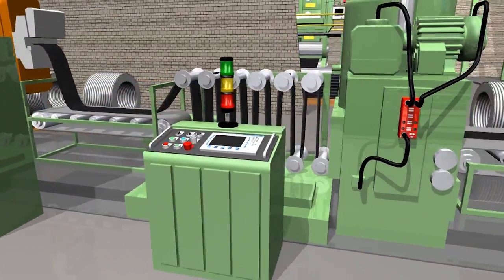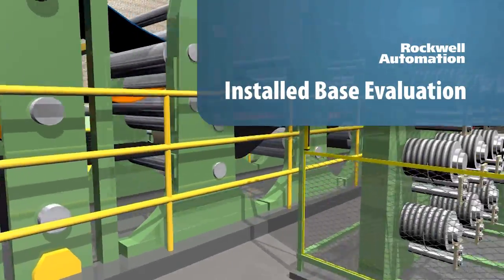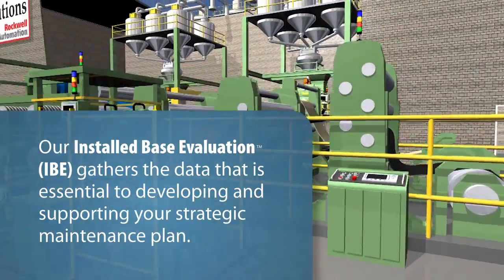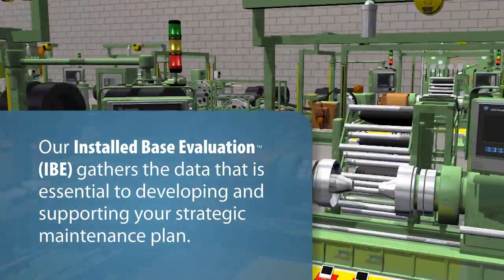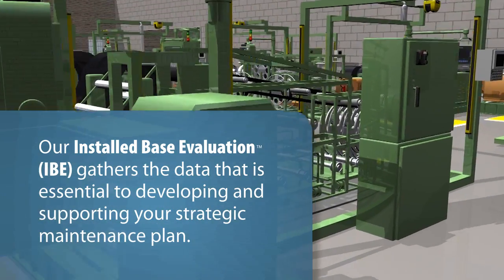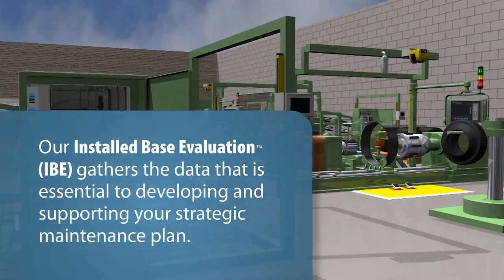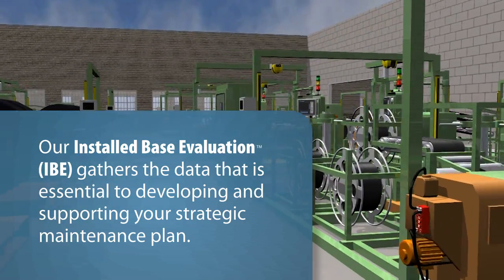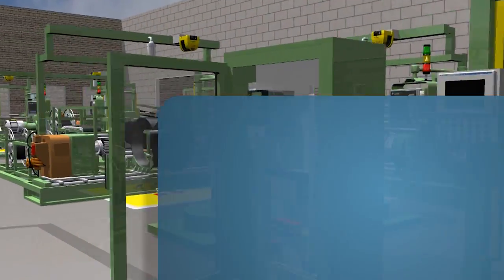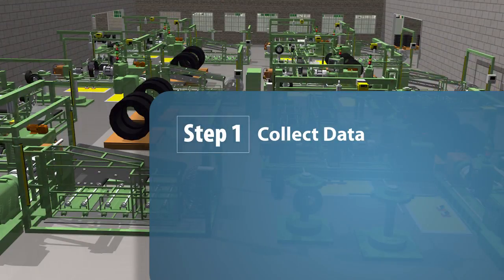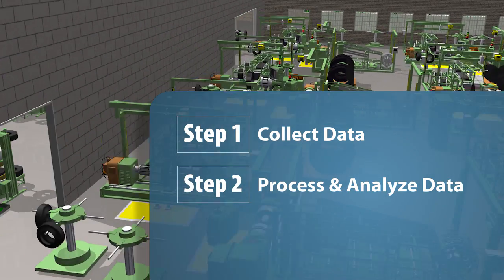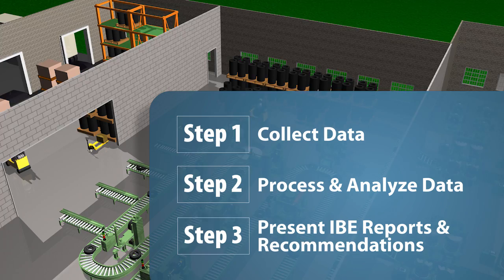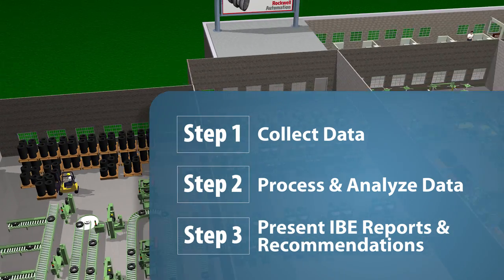If you answered no to any of these questions, you need a Rockwell Automation Installed Base Evaluation. An Installed Base Evaluation, or IBE, helps you develop and support an effective strategic maintenance plan by providing you with actionable intelligence. There are 3 steps to an IBE: collecting production-specific data on site, processing and analyzing that data, then delivering detailed reports and recommendations that can help you optimize your installed base and inventory levels.